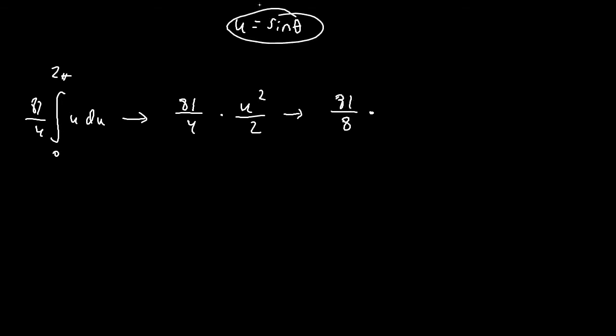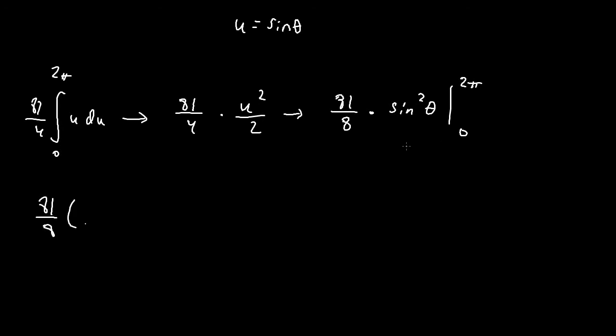And remember, we made u equal to sine of theta, so I can go ahead and plug that back in. So we get sine squared of theta. Let's go ahead and evaluate that from 0 to 2 pi. So when I plug in 2 pi, 81 over 8 times sine of 2 pi is basically 0. 0 squared is 0. Minus sine of 0 is also 0. 0 squared is 0. So 0 minus 0 is 0. And 0 times the 81 over 8 is also 0. So our final answer is actually 0.